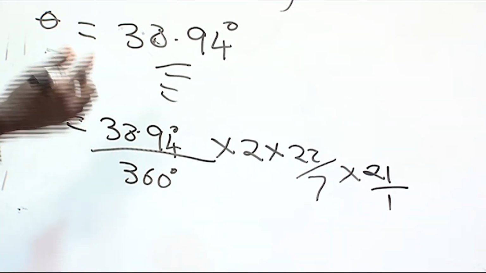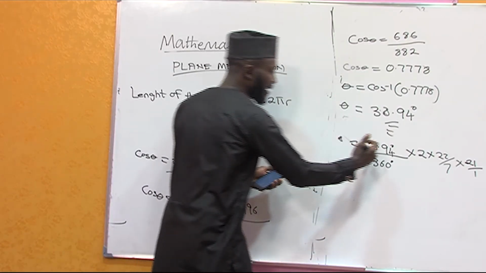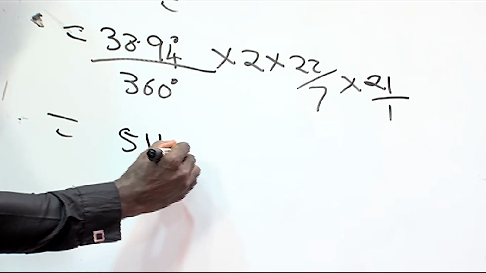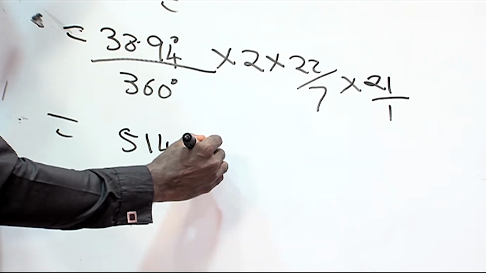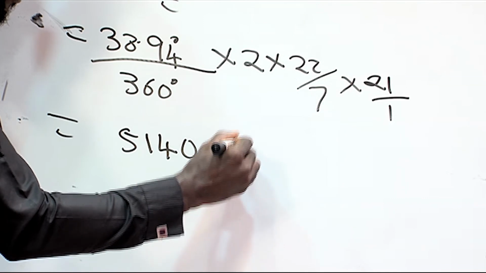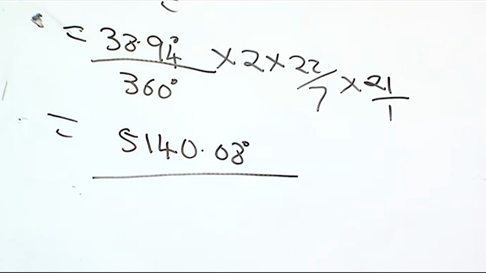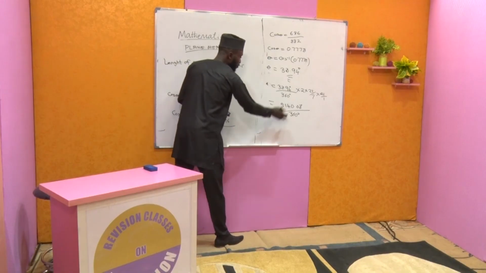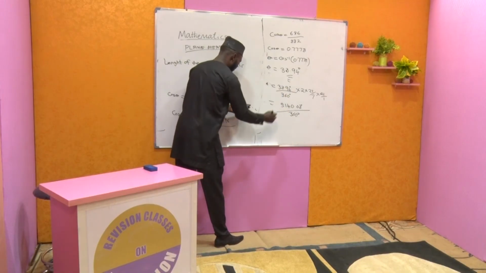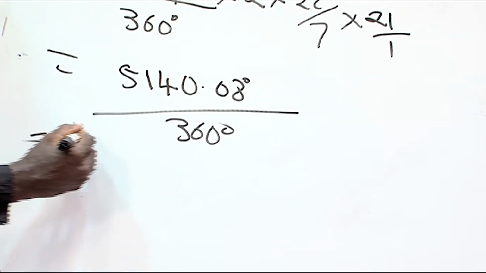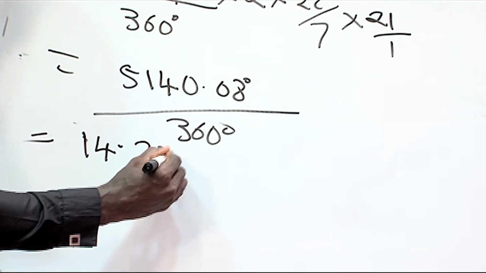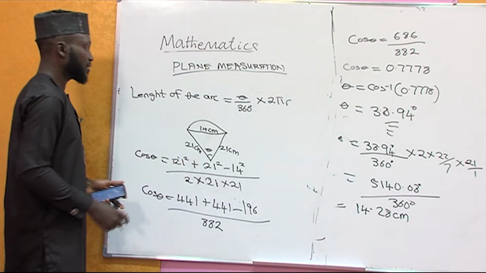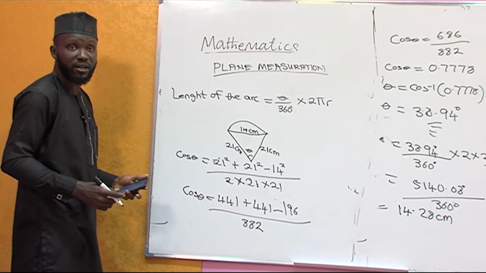And at the end, when I multiply the numerator together, I will have 5140.08 degree over 360 degree. So from here, when I divide this together, I will have 14.28 centimeter. Now, we know the length of the arc to be 14.28 centimeter.